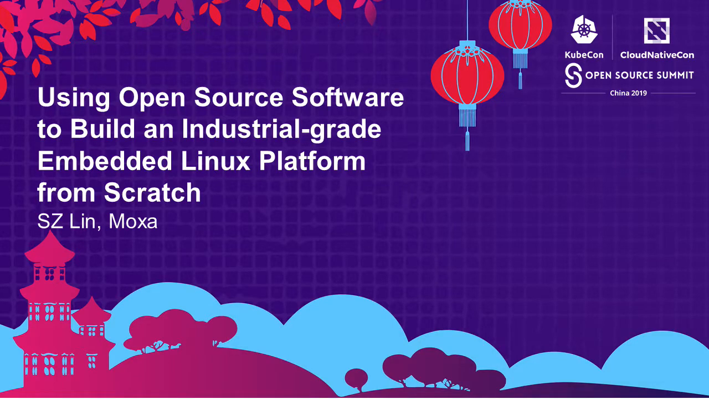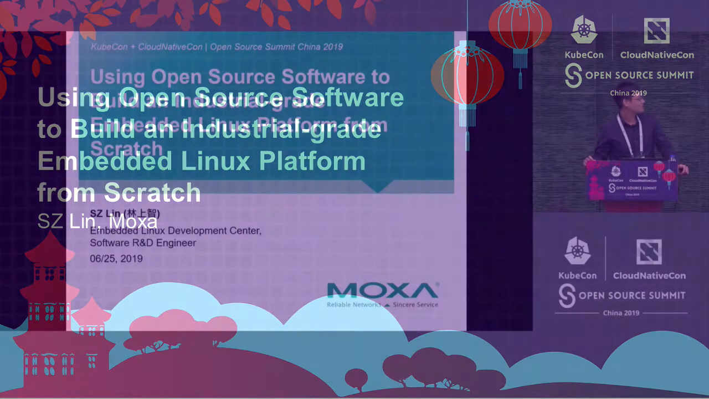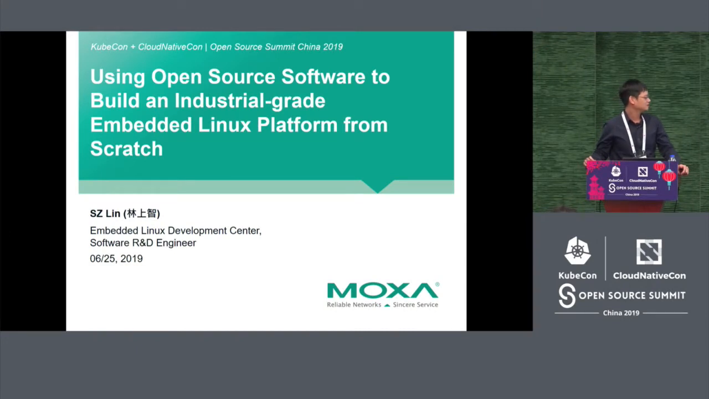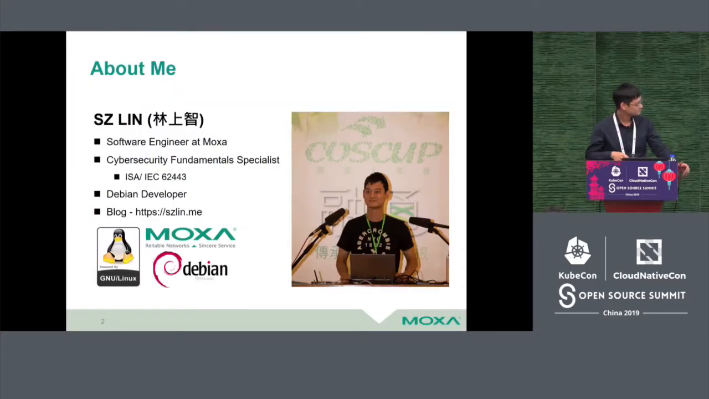Today I would like to present the topic: using open source software to build an industrial-grade embedded Linux platform from scratch. I'm AZ Lin, and I work for Moxa, a Taiwan company. I'm also a cybersecurity fundamental specialist and a Debian developer. You can reach me on this website.